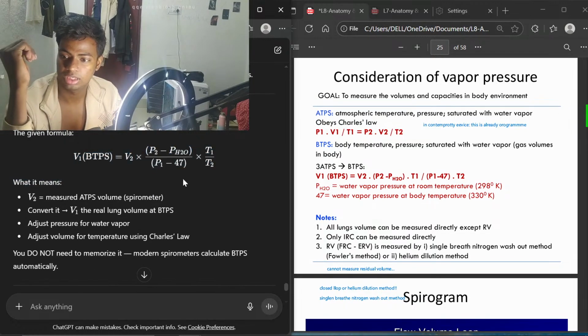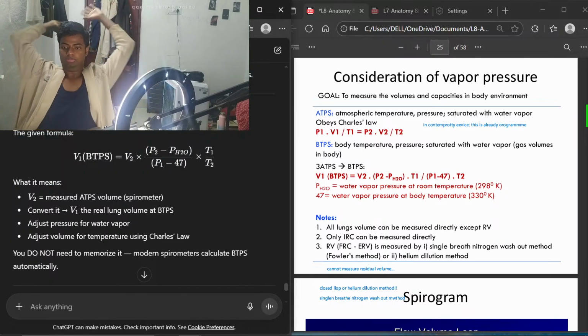This looks convincing, but I couldn't get it. V2 is equal to measured attitudes volume by total.